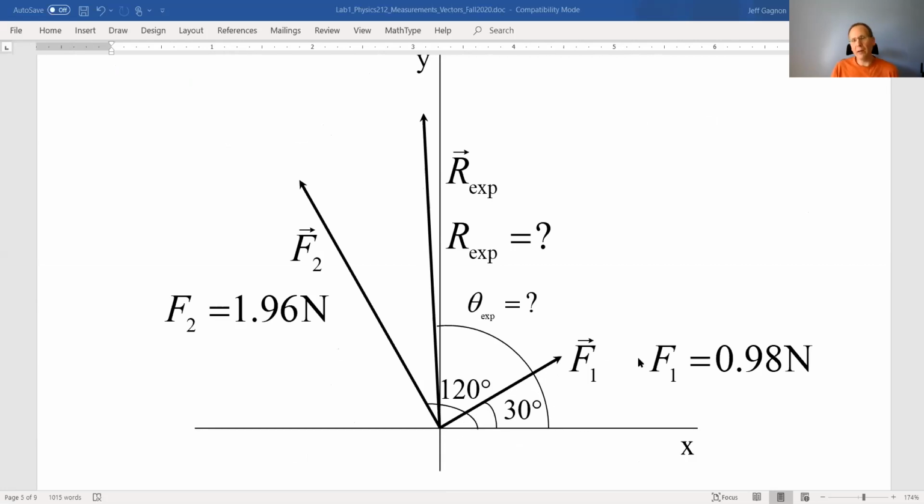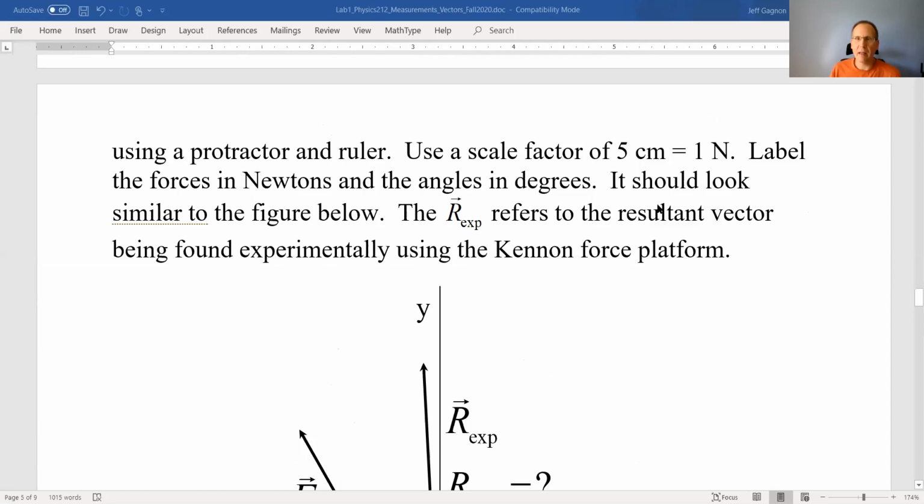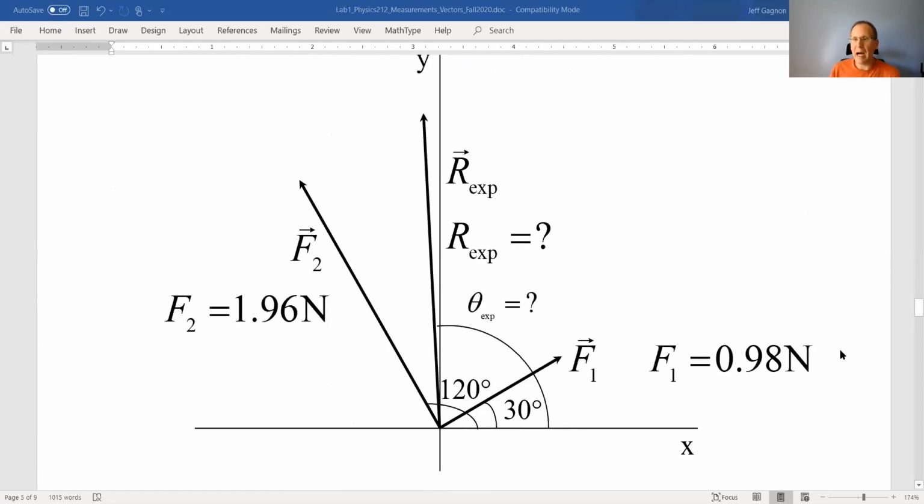So how do you figure out how long to draw it? Well, if we know F1 is 0.98 newtons and my scale factor that I want to use is 5 centimeters equals 1 Newton, if I multiply by 5 over 1, 5 centimeters over 1 Newton, then that'll give me the correct length, which turns out to be around 4.9 centimeters. So I would draw at 4.9 centimeters, and using a protractor, I'd make it exactly 30 degrees.